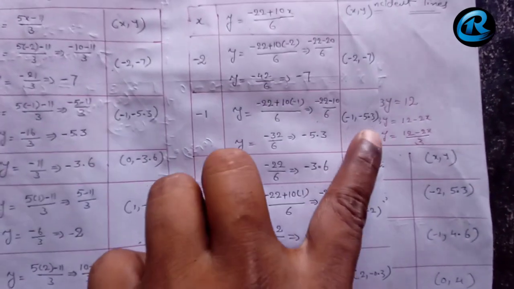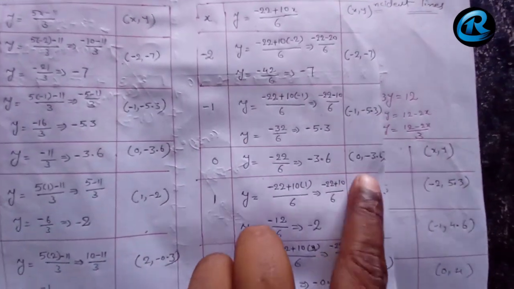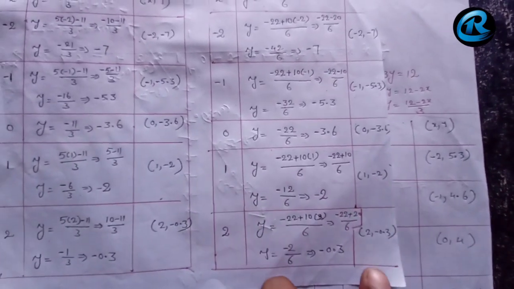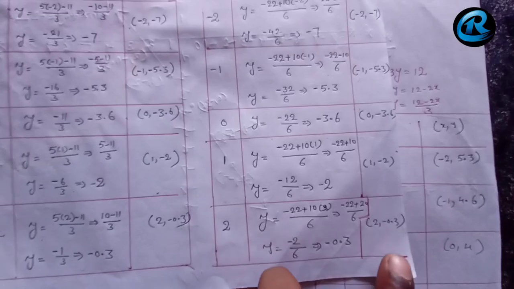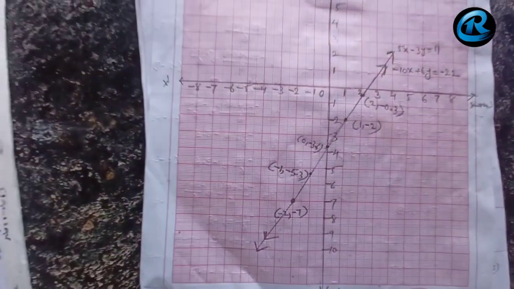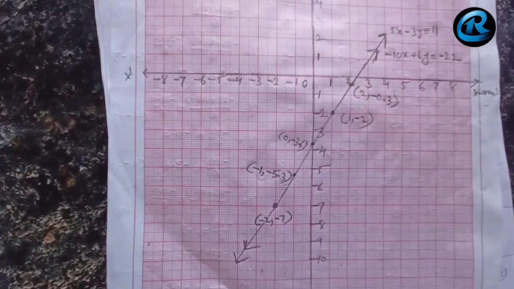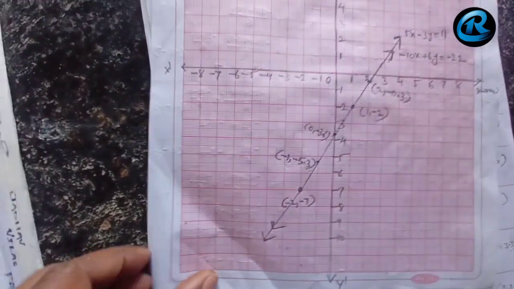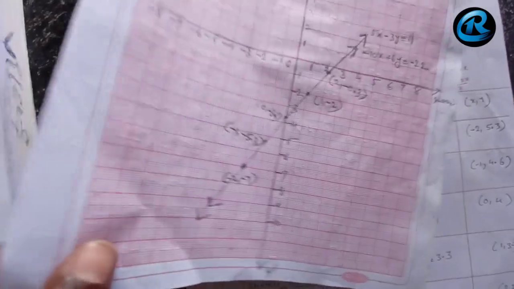When x is minus 1, y is minus 5.3. When x is 0, y is minus 3.6. When x is 1, y equal to minus 2. When x is 2, y equal to minus 0.3. So as we know they are coincident lines, no? One line will appear on the other line. See, one line will come on the other line. In the coincident lines you will get one wonderful thing actually. Here you need not worry about one thing.